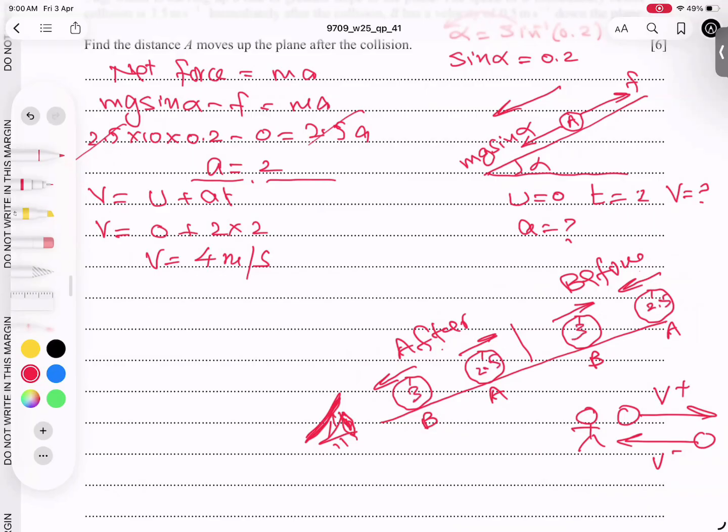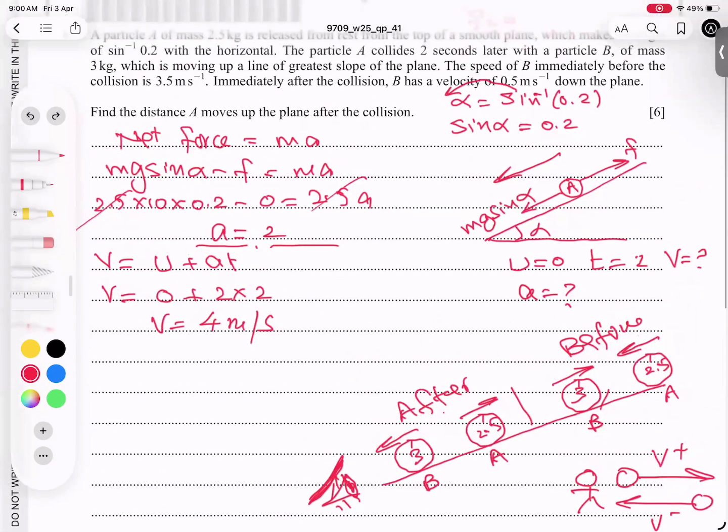Mass of B is 3, and A is 2.5. Before collision, what is this speed? Let me check on top. It's 3.5. And A, I just got it now, is 4. Okay, 4. And what is the velocity after hitting? He mentioned that it is 0.5 downwards. And this one I don't know, so I kept X.